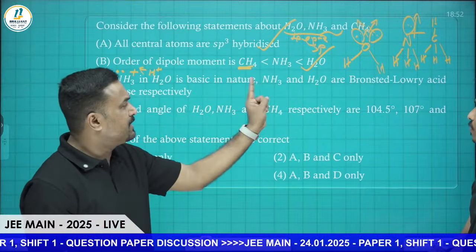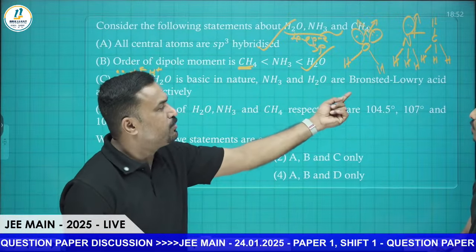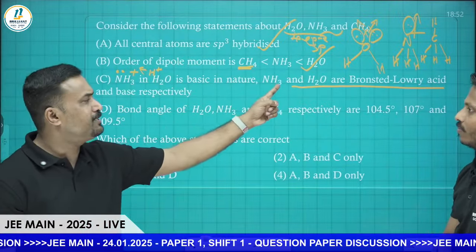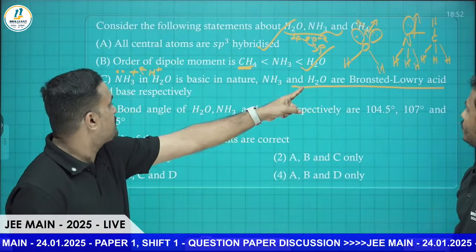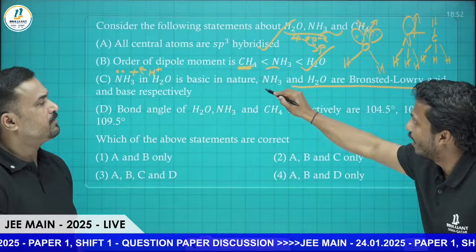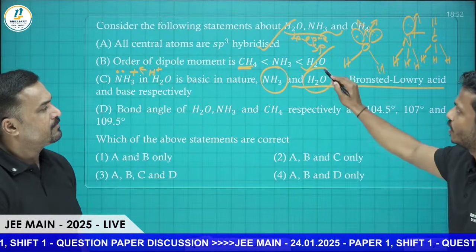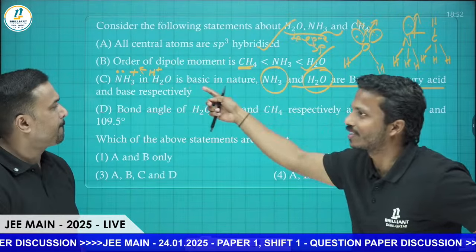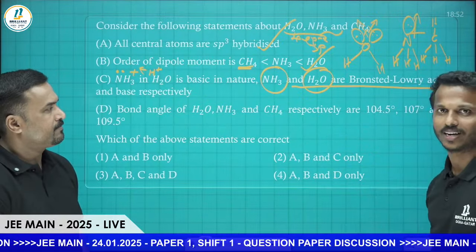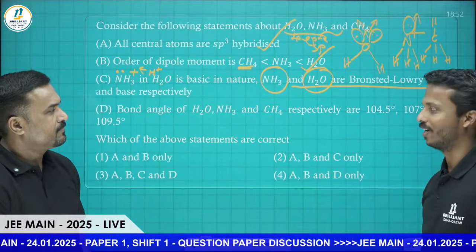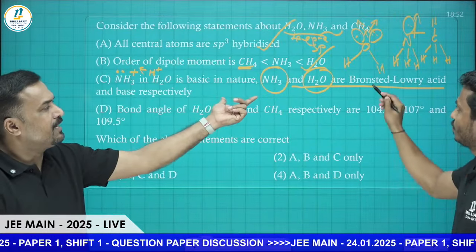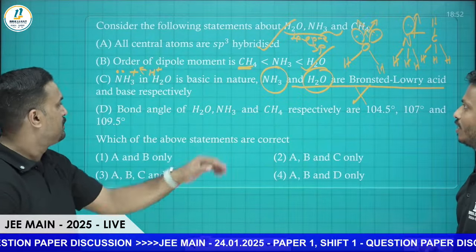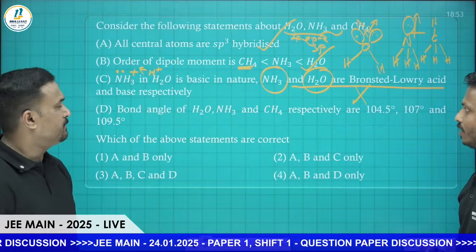That's the correct one. But next they are telling NH3 and H2O are Bronsted Lowry acid and base respectively. No, the first one is the base, the second one can act as acid. So here NH3 is basic in nature, H2O is acidic in nature, but they have given it reverse. Maybe students read only the first line and think it's correct. So please read everything properly, fully. Even they can act as amphoteric as well. So the statement is anyway wrong.